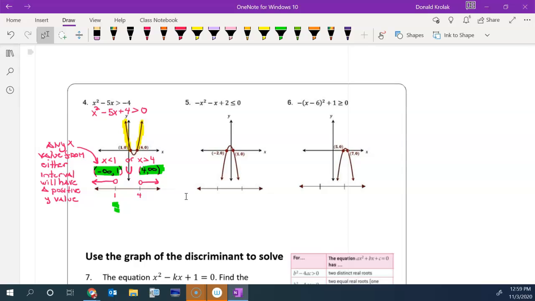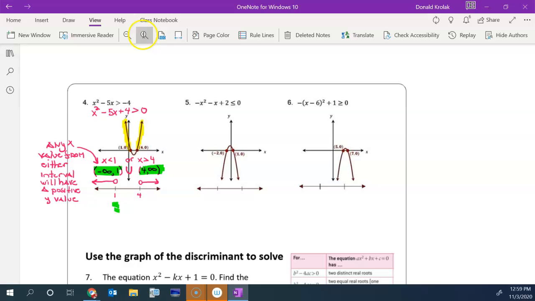Okay, Eslin, how about number 5? It opens down and it's a less than 0. Where are we going to find? Are we looking for the part of the graph that's negative or positive? Negative, yep. And where are we going to find that? Outside the x-intercepts or between them? Okay, between, all right. So I'm going to shade in between the x-intercepts.